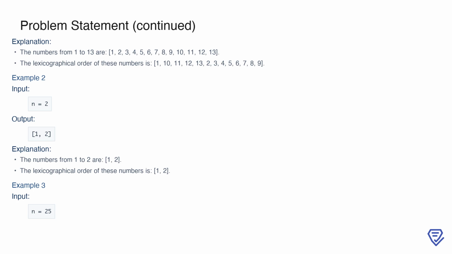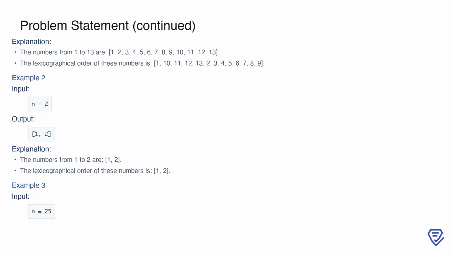When we sort these numbers lexicographically, the result becomes 1, 10, 11, 12, 13, 2, 3, 4, 5, 6, 7, 8, 9. Notice how 10 appears immediately after 1 because, as strings, 10 comes before 2. Similarly, for the second example, if n equals 2, the range of numbers is 1, 2. In this case, the lexicographical order remains the same as 1, 2, since there are only two numbers, and their natural order matches the lexicographical order.